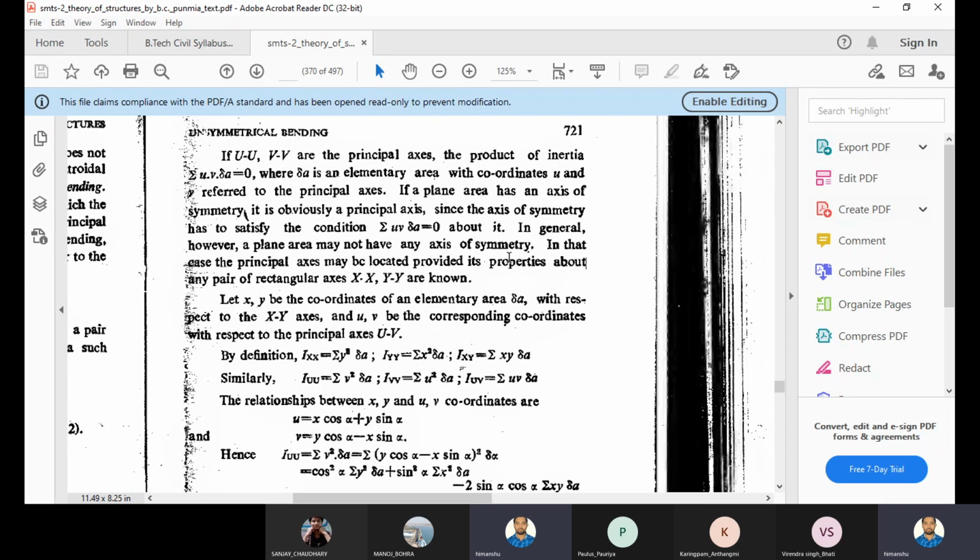Let's assume that small x and y are the coordinates of elementary area delta A with respect to the x and y axes. Now we are taking x and y axes, not u and v. And u and v are the corresponding coordinates with respect to the principal axes uv. So let's see what he is saying.